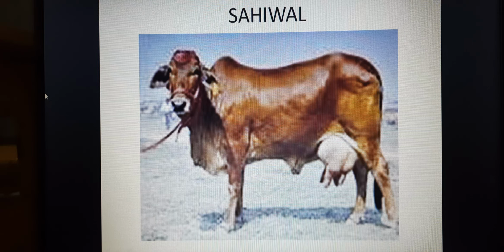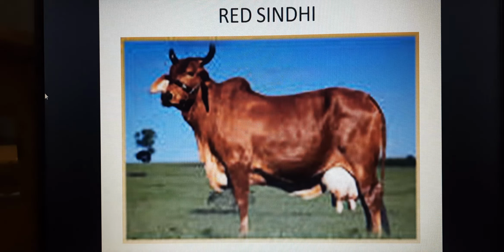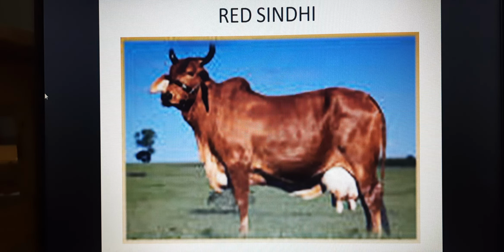Next you see Shahiwal, Sindhi, red Sindhi. This is called red color in UP and Bihar, mainly cultivated, and cultivation is also done by this Sindhi, and they are very good milk givers. They give a very good amount of milk to us.